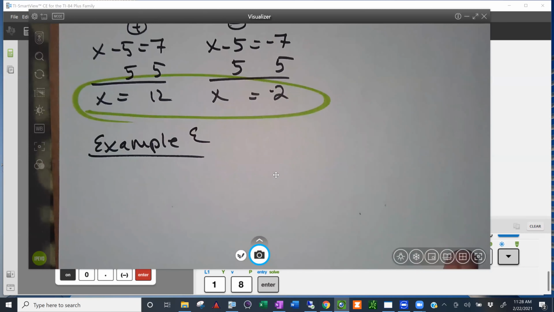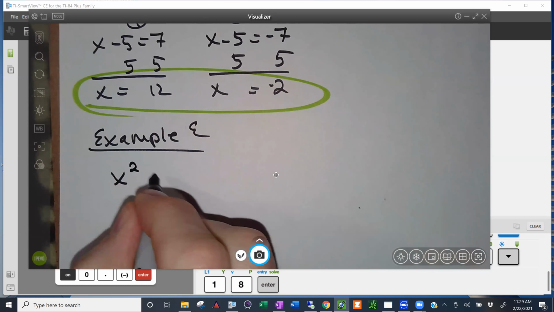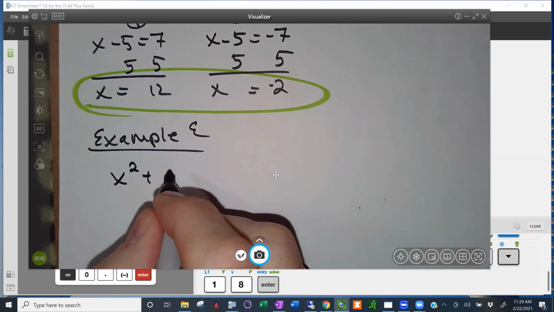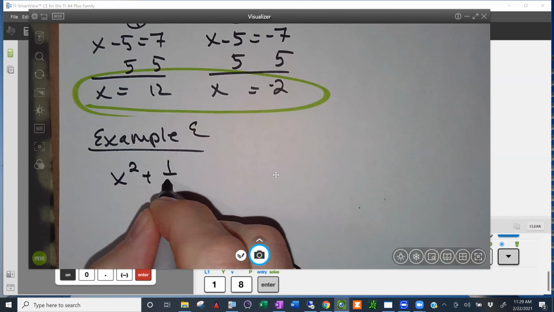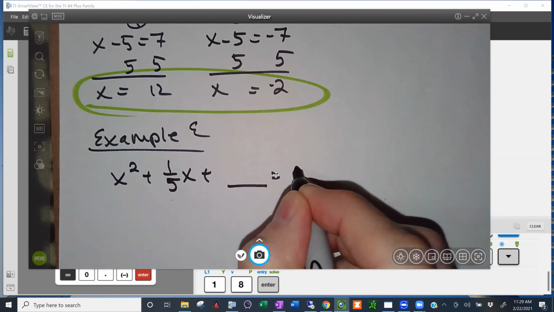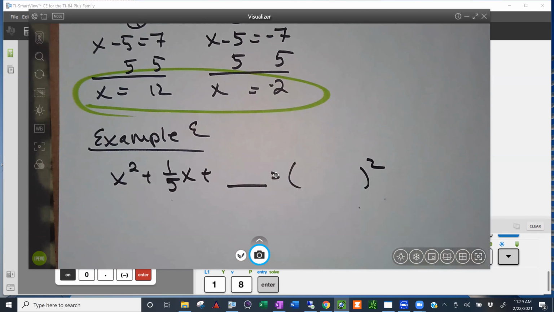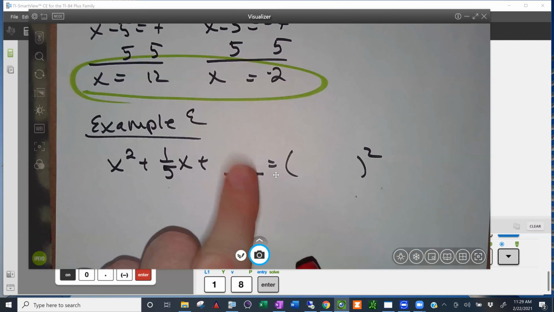Since this is supposed to work on the harder ones, let me give you a harder one. That would be, let's see, we'll do 1/5 x plus something. This is the way I'd write it in class, and it's similarly written on WebAssign. So the goal is to figure out what number you would put here to get a perfect square trinomial.